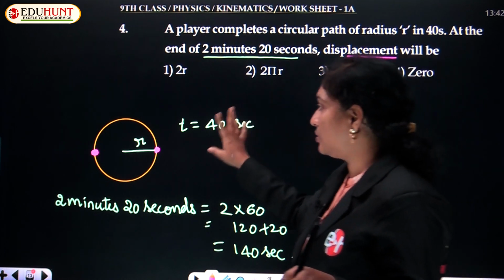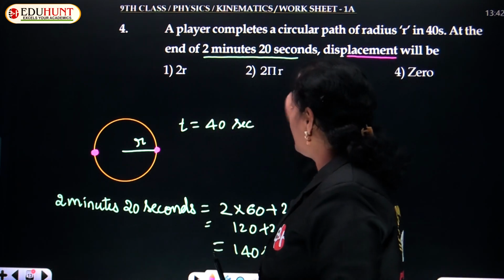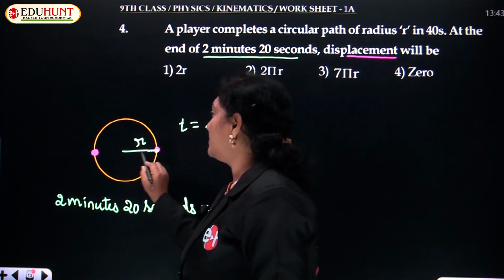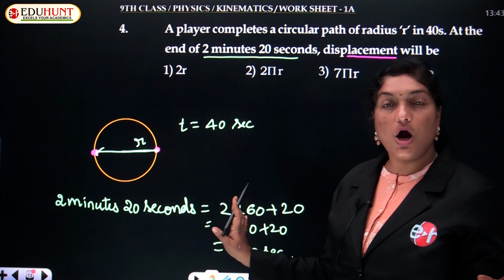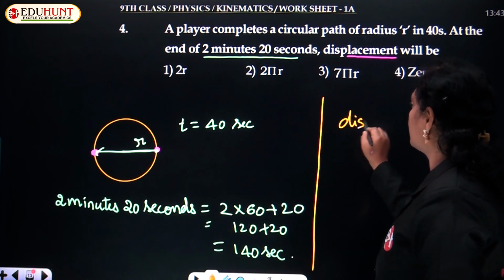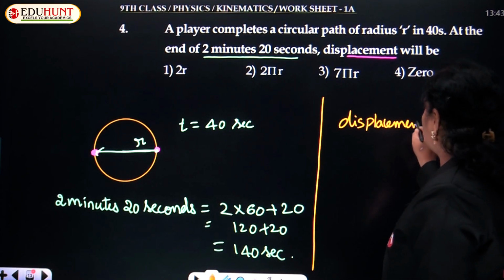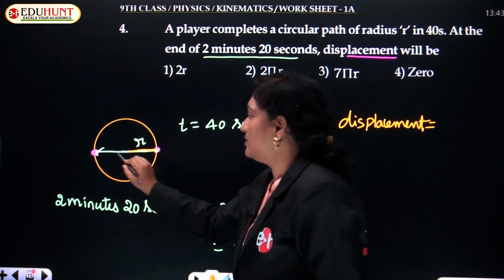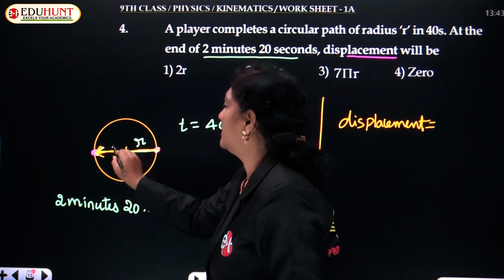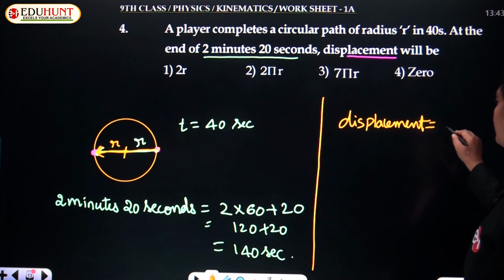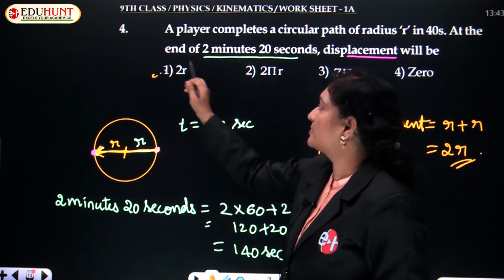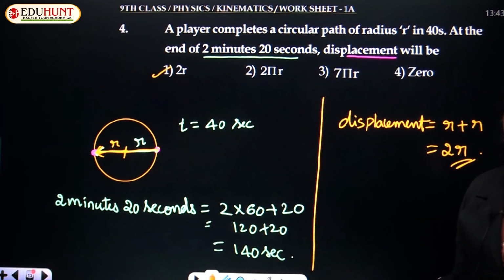So that is totally different. Totally 7 pi r you will be getting. But you are only asked to find displacement. So, what is meant by displacement, children? The line joining the initial position and the final position itself is your displacement. Therefore, displacement is from the initial position to the final position. From here to here it is only r, and again from here to here it is one more r. So, what is the total displacement? r plus r is 2r. So, the correct option must be option 1, that is 2r.